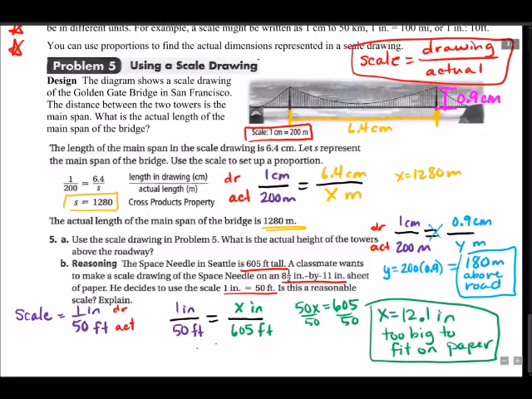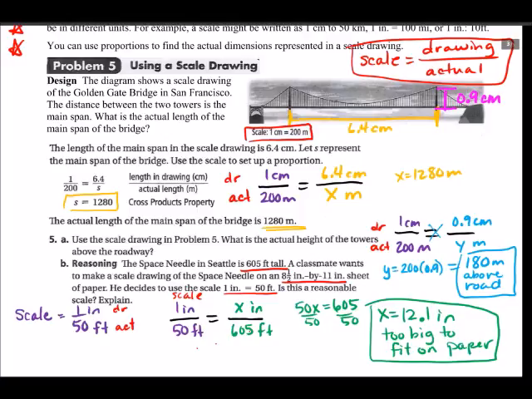I write fraction bar equals fraction bar. I put in my scale, right? My scale here, 1 inch to 50 feet. And then I want to know what it's going to look like on scale because I know the actual. So the actual goes on the bottom, 605, cross multiply, do the math. That means my drawing is going to be 12.1 inches high. This is too big to fit on a piece of paper, so we need to choose a better scale. Maybe go down to 1 to 45, 1 to 40.